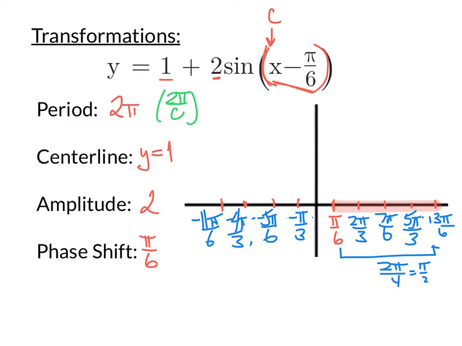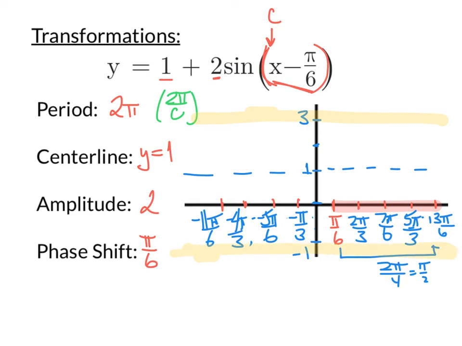Next, the center line is at y equals 1. So if I go here at 1 and draw this dotted line, that's where our center is going to be. From there, we're going to use our amplitude to go up and down. Our amplitude is 2 units, so I'm going to go up 2 and down 2, so down to negative 1. What we've just done here is created maximums and minimums. Our curve shouldn't go bigger than 3 or less than negative 1.